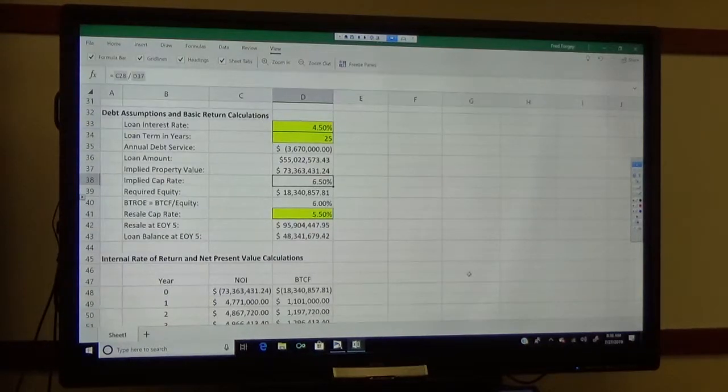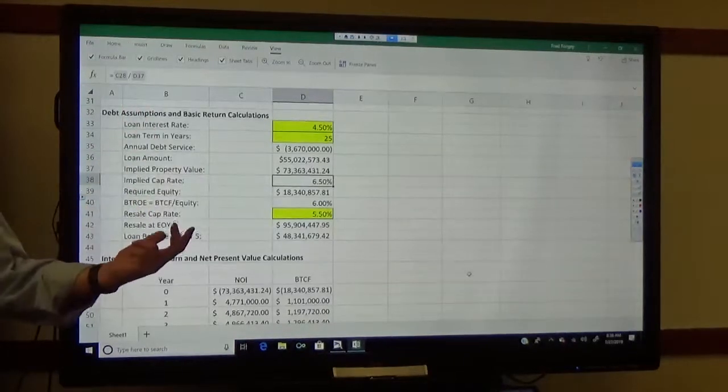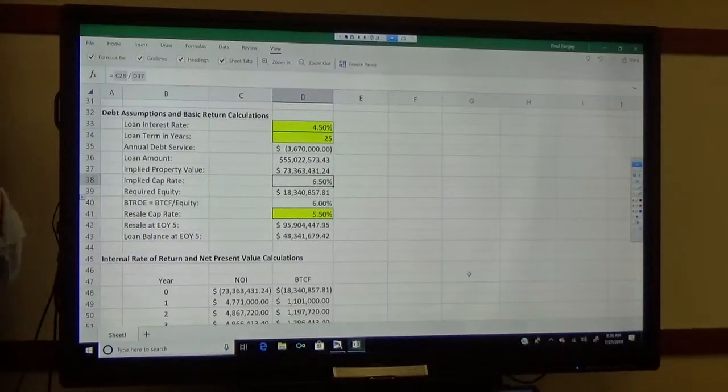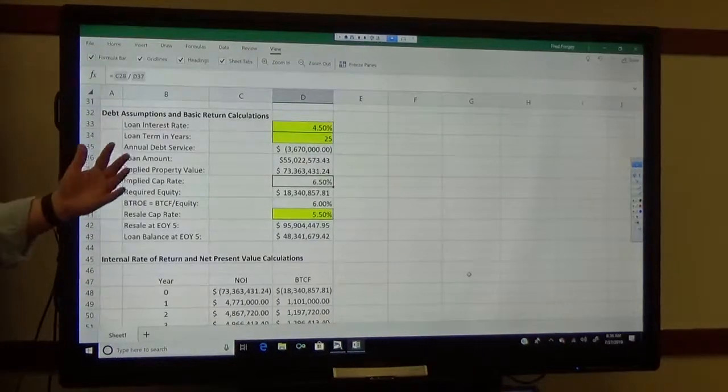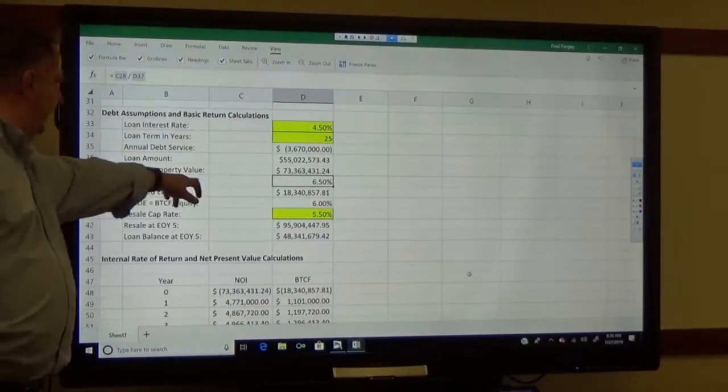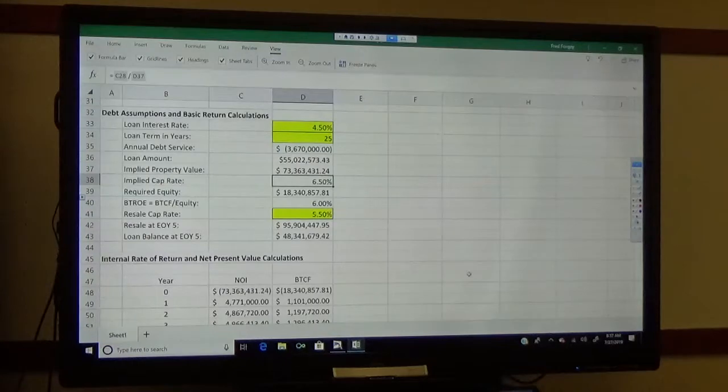Another phrase for that is your going in cap rate. You'll hear a lot of people talk about your going in cap rate and then your reversion cap rate, or cap rate on sale, that sort of thing. But this is your going in cap rate going into the deal. It's 6.5% implied. Okay? Everybody still with me?